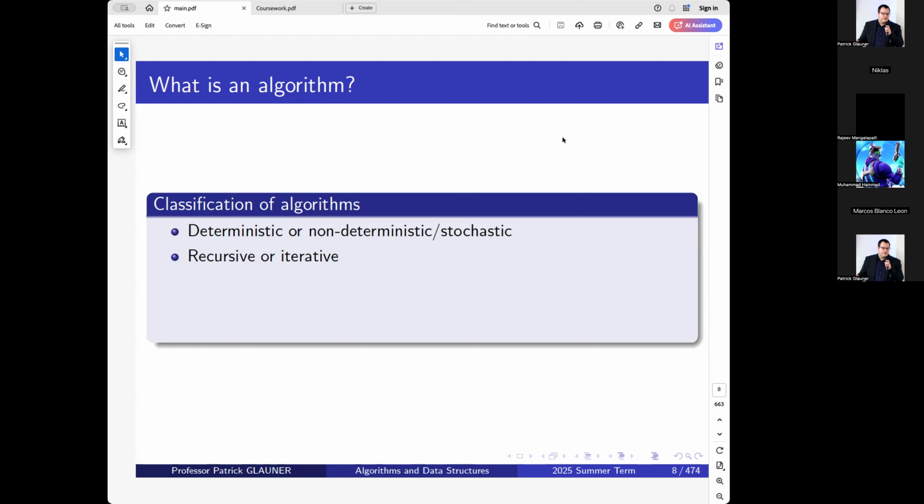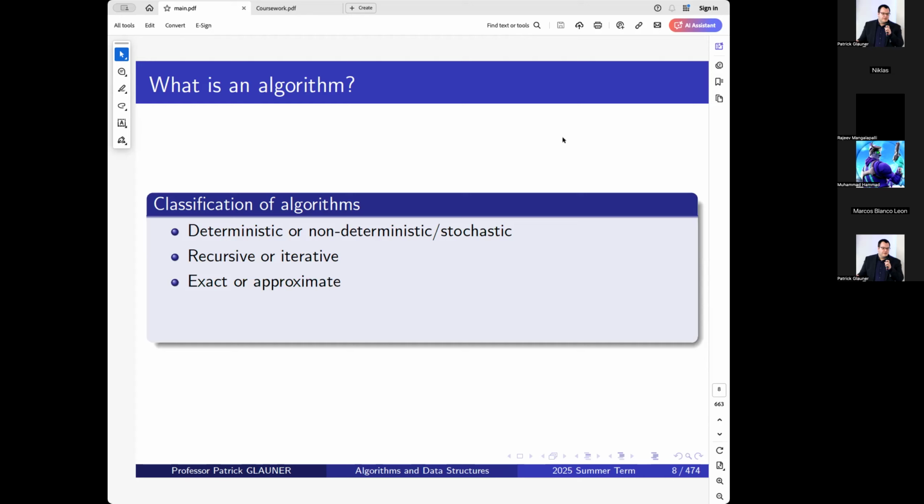You can convert between iterative and recursive algorithms, but for some problems, it's easier to solve them in a recursive way. Sometimes it's easier to solve them in an iterative way. This is something we will both investigate in depth in this course.